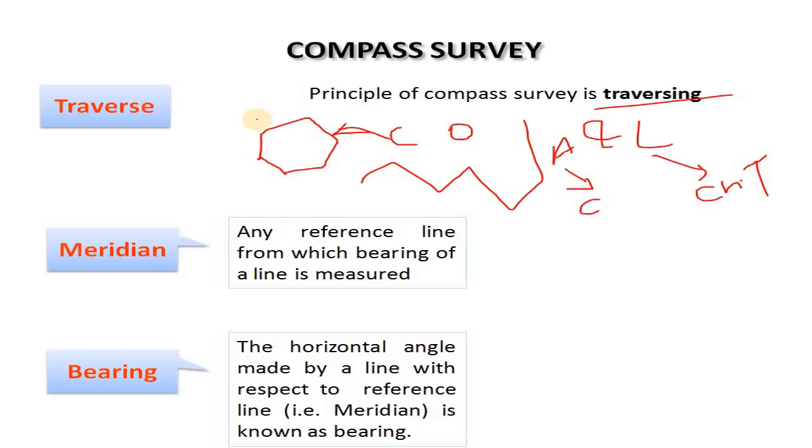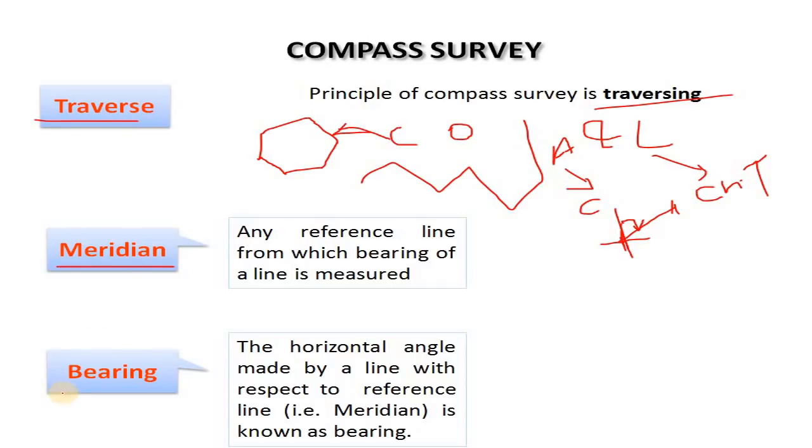For making a traverse, we require two measurements. One is angular measurement and the second is linear measurement. Suppose this is a line. To draw a traverse, we require two measurements: in which direction, meaning the angle with a reference line, and what is the length of this line. Now I will introduce some terms regarding this topic. Now you understand the traverse.